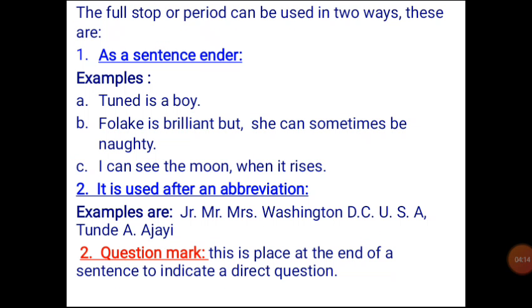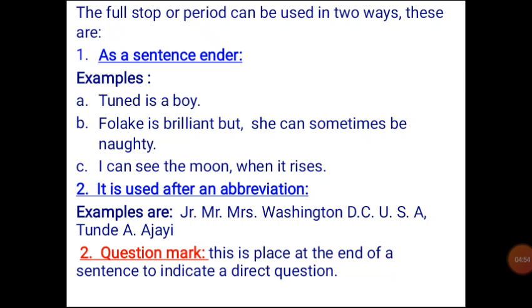Now, on our next slide, we have the full stop or period can be used in 2 ways. We have number 1 as a sentence ender. That is, full stop or period can be used to end a sentence. Example A: Suned is a boy. Full stop. So the full stop in Suned is a boy has shown that the sentence is completed.